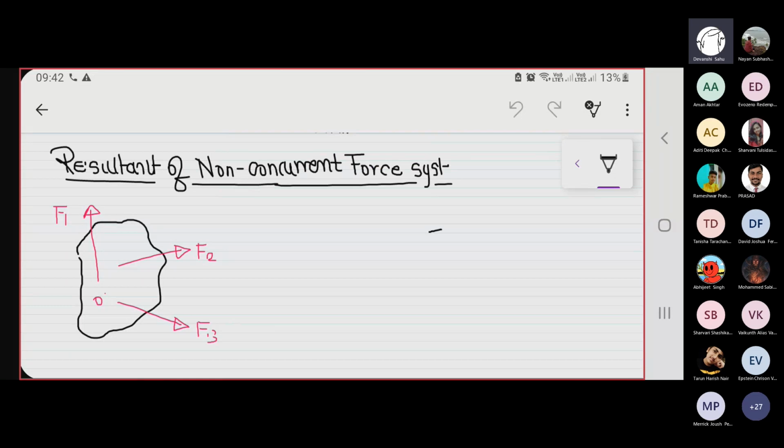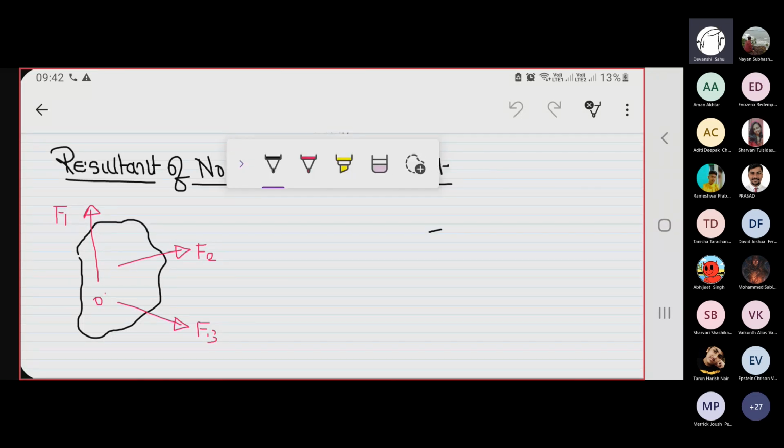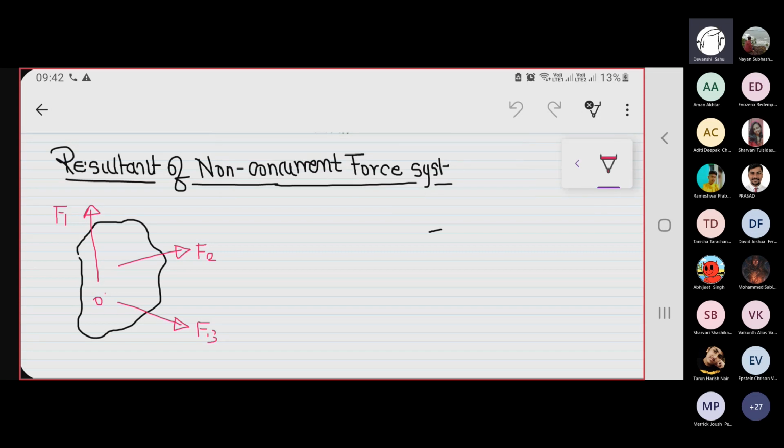now all these forces are passing. If you draw their, okay, one more force I will add. Otherwise, you know that if three forces are acting on one body, they must be concurrent.